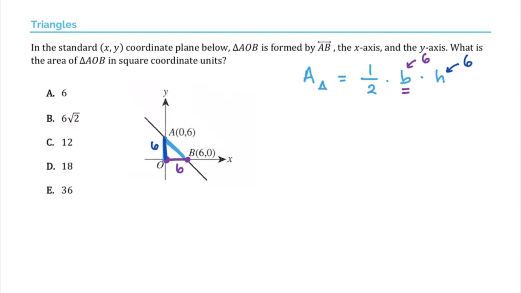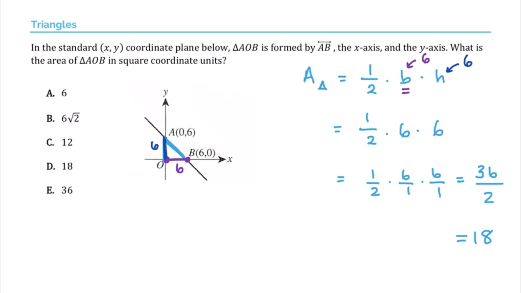So now to find the area of this triangle, all we have to do is 1/2 times the base of 6 times the height of 6. That turns into 1/2 times 6 over 1 times 6 over 1. Remember, 6 is just the same thing as 6 over 1. Now when multiplying fractions, our top is 1 times 6 times 6, which is 36, over the bottom, which is 2 times 1, which is 2. And 36 divided by 2 is 18. So 18 square units will be the area of this triangle. So the answer is D.